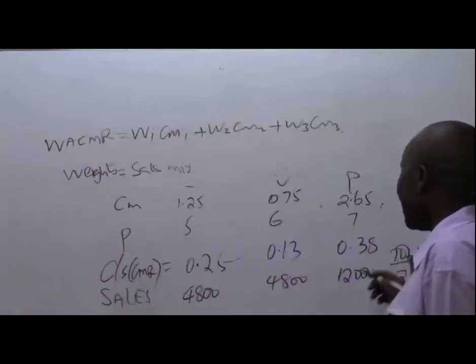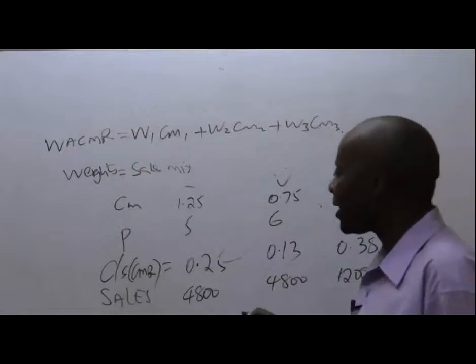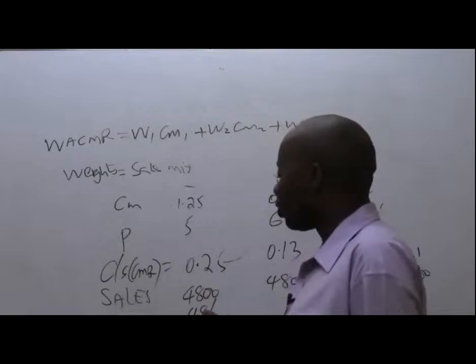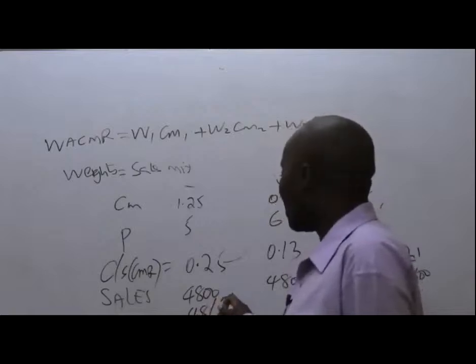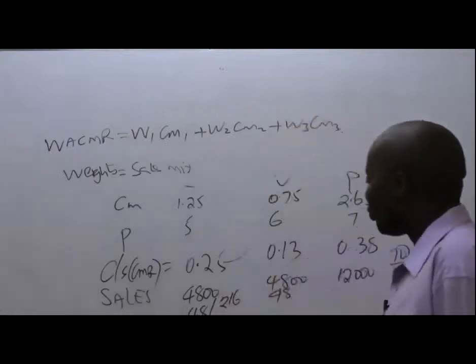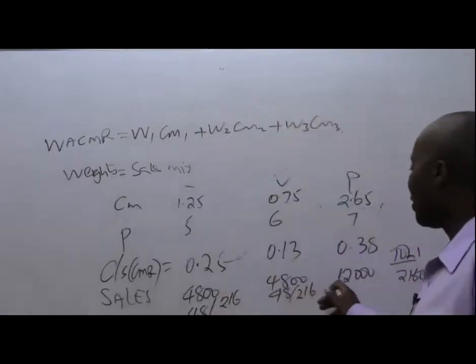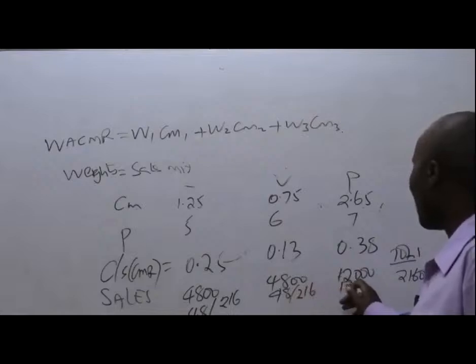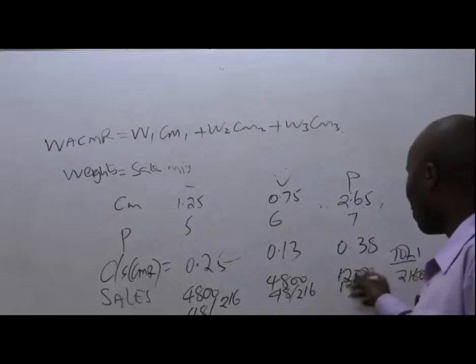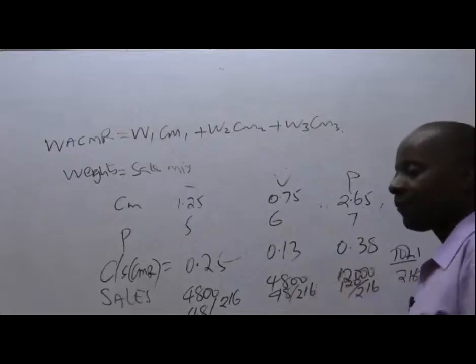21,600. Meaning, ladies and gentlemen, that the weight of S will be 48 out of 216. This as well will be 48 out of 216. This will be 120 out of 216. So what I've done is to chop off the 2 zeros like that.